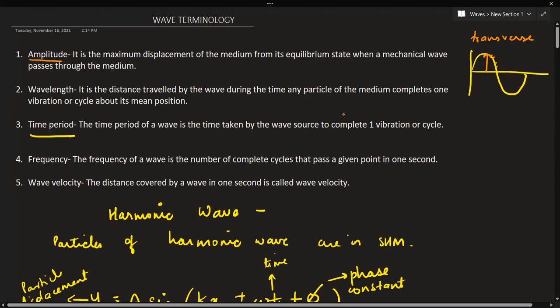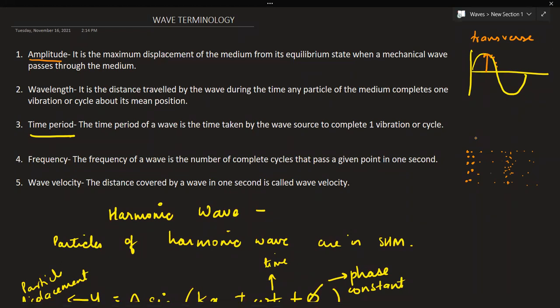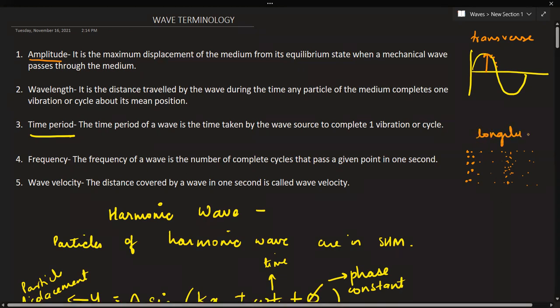And see, whenever the particles of the medium move back and forth about their mean position, like if this is the mean position, these are the particles, these are moving back, and then these are moving ahead of themselves. Then again, all of these are moving backwards, then again back and forth. Whenever the particles are moving back and forth about their mean position along the direction of propagation of the wave, then we say that is known as the longitudinal wave.